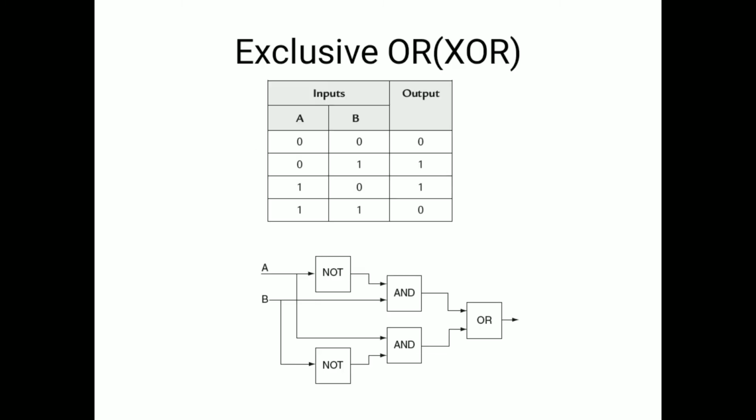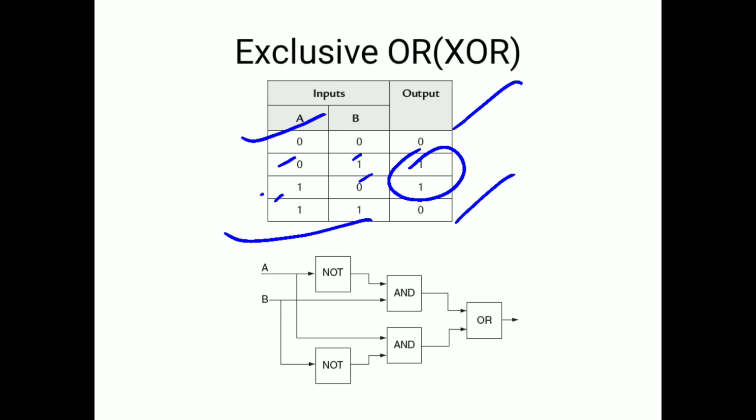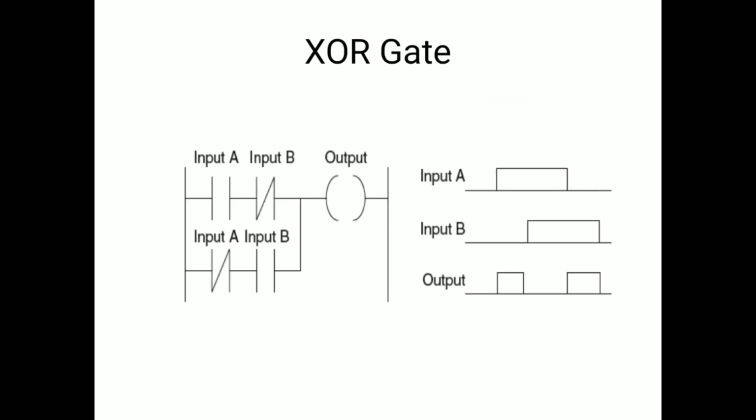For programming the exclusive OR operation, we know in this case, if both the inputs are the same, either 0 0 or 1 1, then the output will be 0. Otherwise, in case of dissimilar inputs 0 1 or 1 0, the output will be 1. Now to represent such a function, PLC is programmed like this.